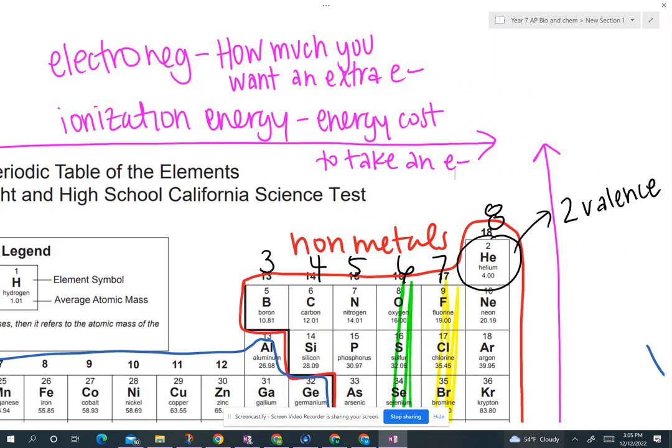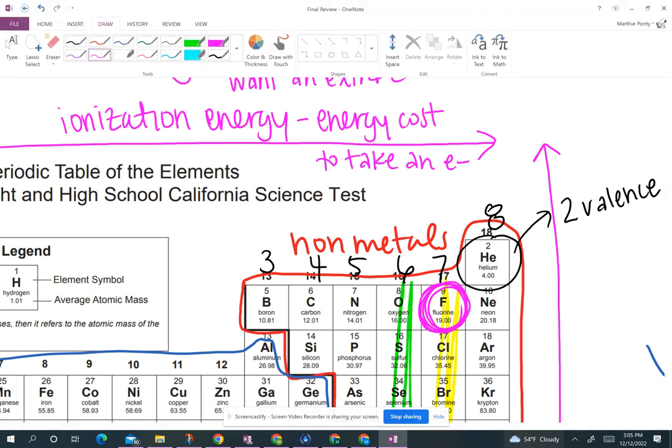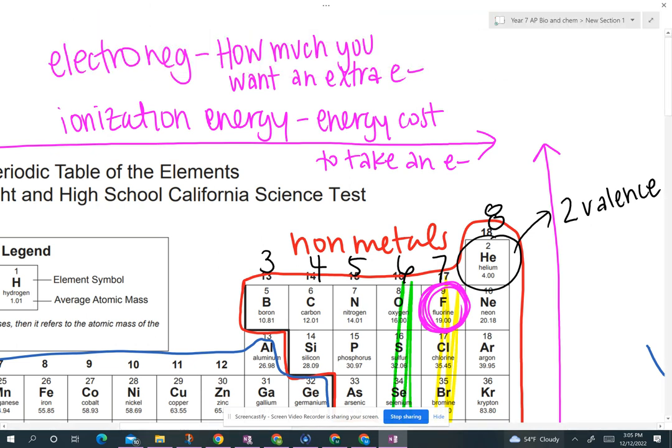If you look at these two definitions, electronegativity is how much you want an extra electron. There are a few atoms on the periodic table that want that extra electron, namely fluorine. Fluorine is the one that says, I want that extra electron. They will do whatever it takes to have that extra electron. Ionization energy is a little bit different. With ionization energy, we're looking at the energy cost to pluck off an electron.